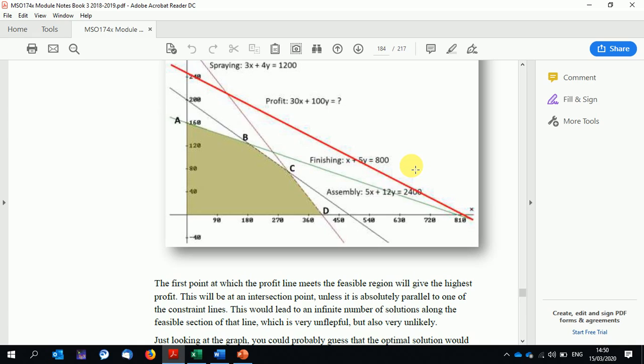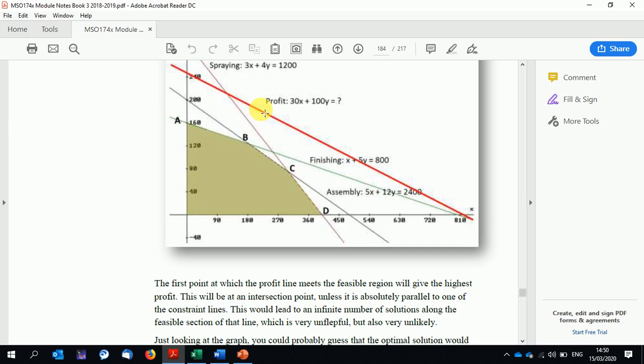We just need to focus on the red line. So what's the red line? The profit line, 30x plus 100y equals p. I've drawn it in red, and what you're going to do is move this red line. You can use a ruler to do this on your graph paper. Move the red line within the feasible region. We don't want to go beyond this.